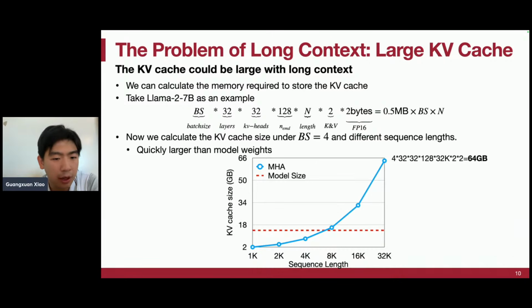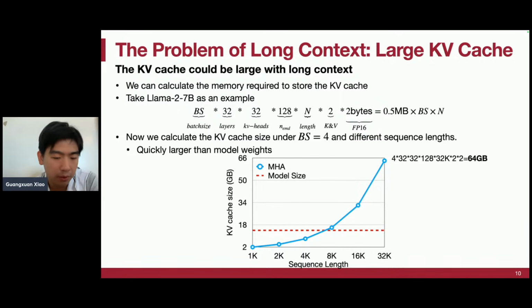These days, people have optimization techniques like group query attention and all kinds of techniques to optimize it. It's still pretty big compared to storing raw text in a computer. When you store a token in a computer, it usually takes several bytes, but here you need megabyte-level storage. Now we can calculate the KV cache under a common setting like batch size equals 4 with respect to different sequence lengths. You can see that the KV cache requirement grows very fast, and it can outpace the model weights very quickly.